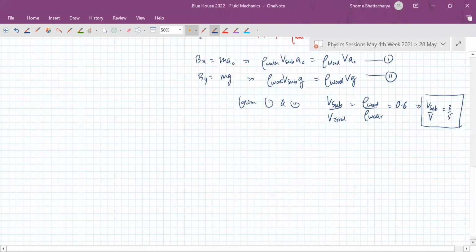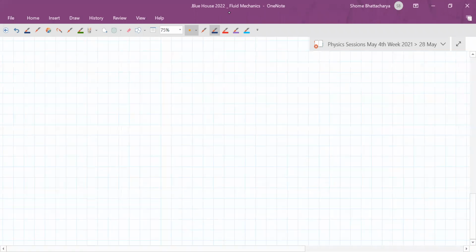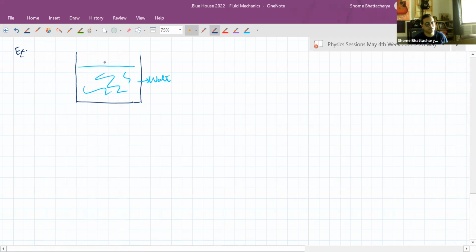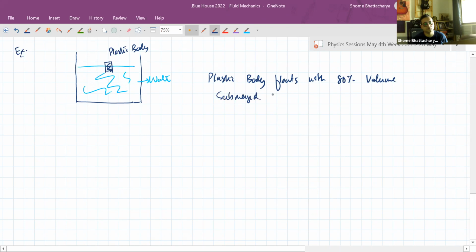Okay. Now, for example, a simpler version of this question is like this: if we had a tank of water like this, in this there is an object which is floating. Let's say a plastic body. So the plastic body floats with 80% volume submerged in water.